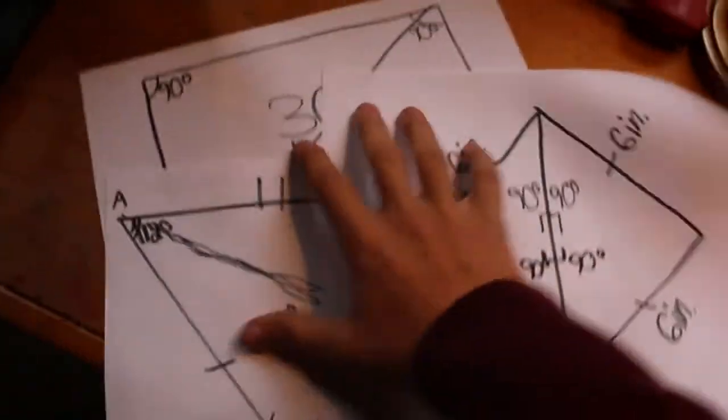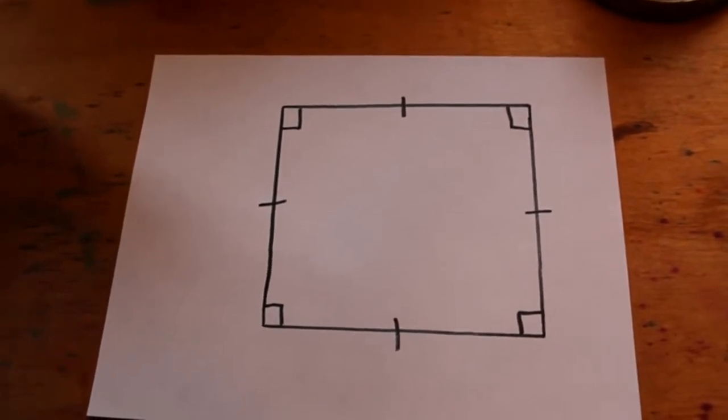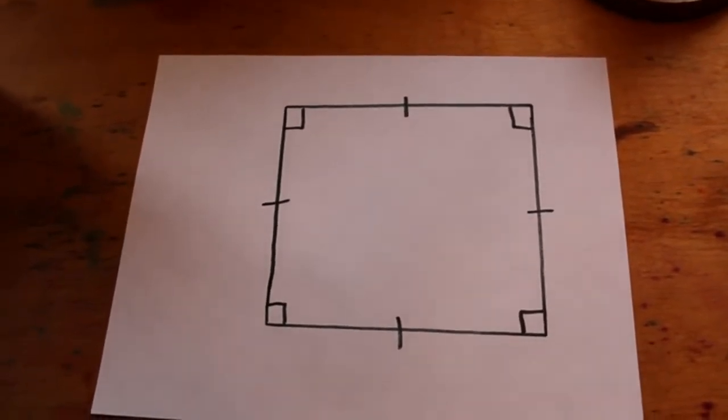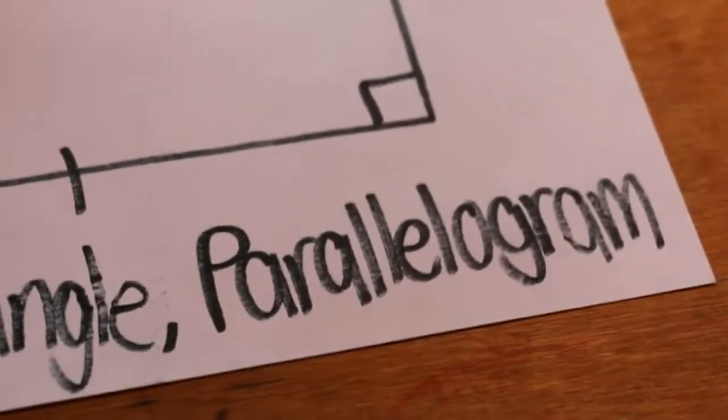If we combine the shapes together, then it will form a square. A quad that has 4 congruent sides and angles. That means that a square can also be a rhombus, a rectangle, and a parallelogram.